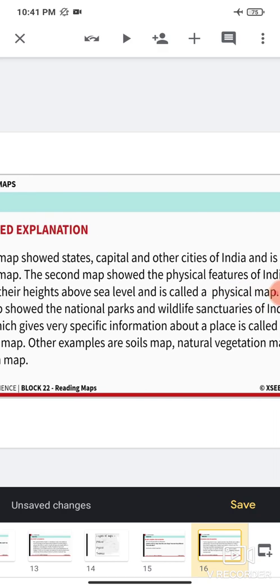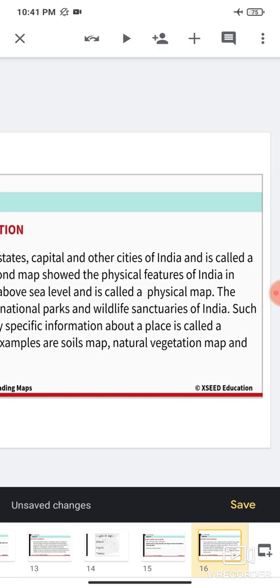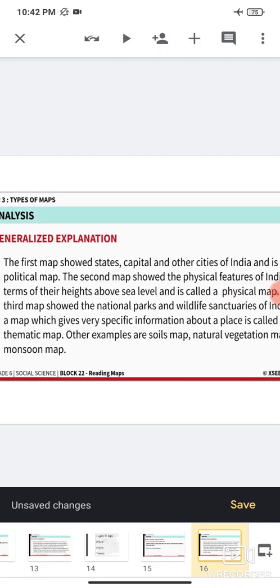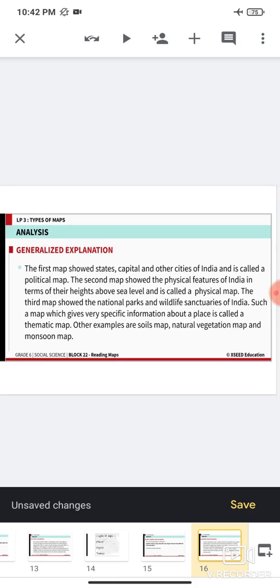Other examples are the soil map, natural vegetation map, and monsoon map. Those are other examples of thematic maps. So I hope you got it.